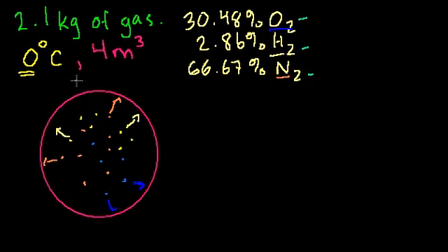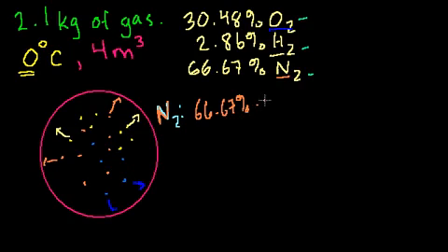So the first thing to figure out the total pressure is we have to figure out the total moles of molecules we have. And the easiest way of figuring out the total number of moles is figuring out the moles of each of these molecules. So if we have 2.1 kilograms of gas, let me write this down. If we want to know moles of nitrogen, let me do it in the nitrogen color. Moles of nitrogen. We know that 66.67% of this, well, we could say 2.1 kilograms or 2,100 grams, we know that that's nitrogen.